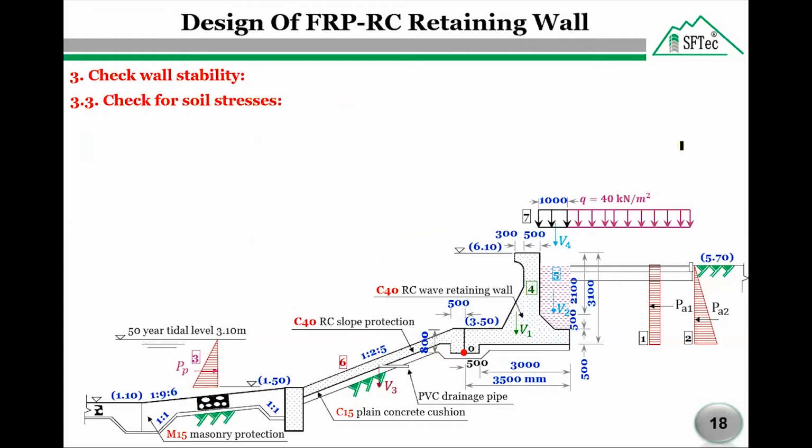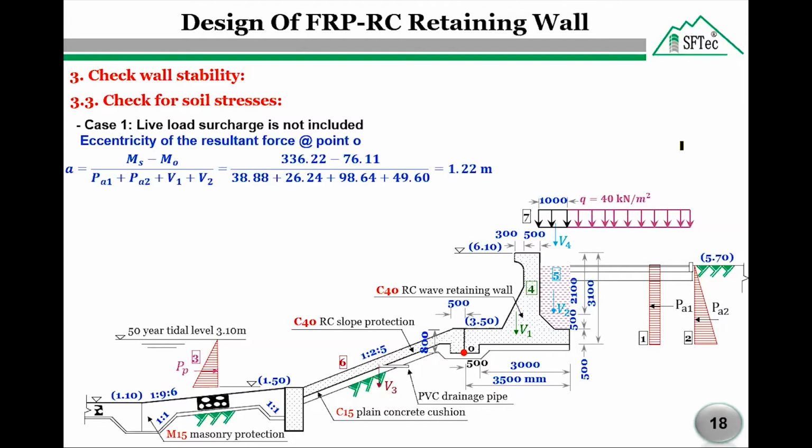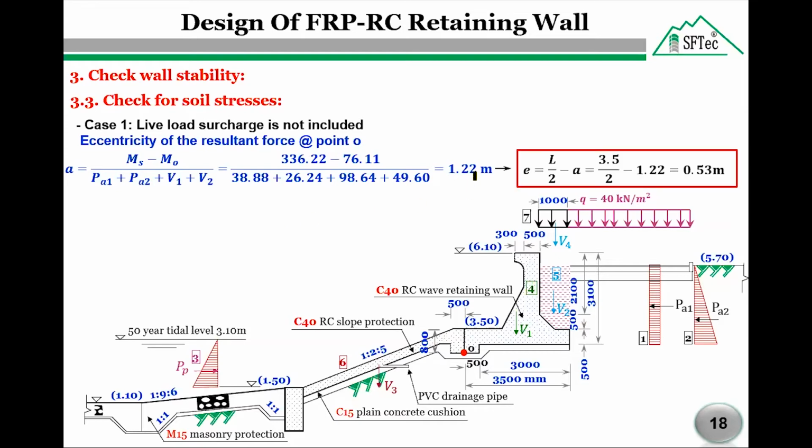The third check we have here is a check for soil stresses under the wall base. Here we will consider two cases. The first case, live load surcharge is not included. The location of the resultant of all acting loads on the retaining wall with respect to point O can be calculated as follows. The eccentricity with respect to point O equals 0.53.